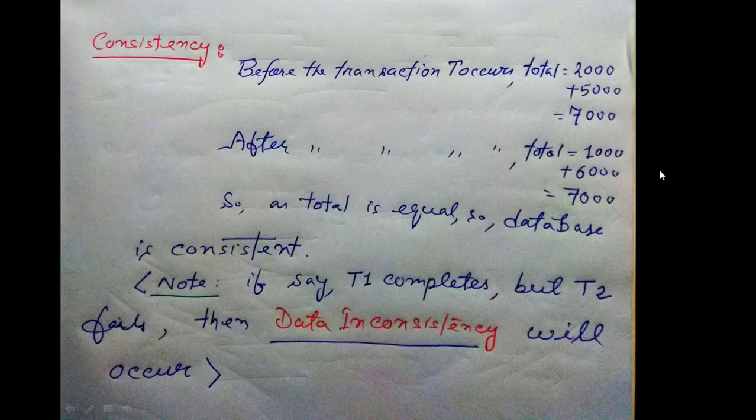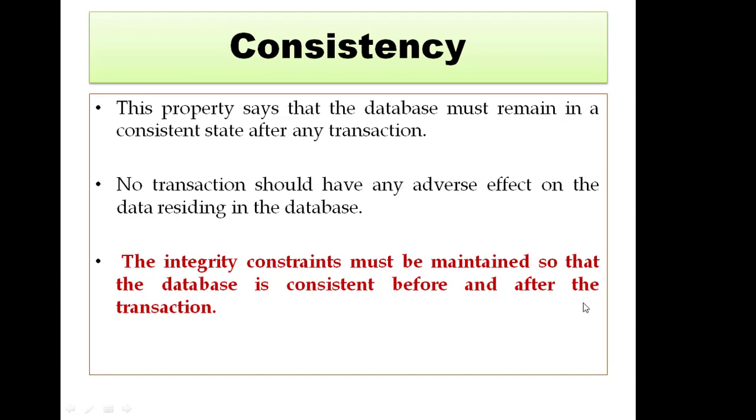As T2 is not complete, 5,000 will be the initial amount of A2, and that will remain the same. So 5,000 plus 1,000, that is 6,000. So 7,000 before the transaction, after the transaction 6,000. So they are not equal. That will imply a data inconsistency state. Clear? I hope this consistency property is clear to you.